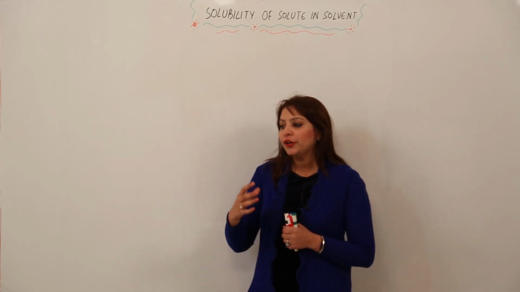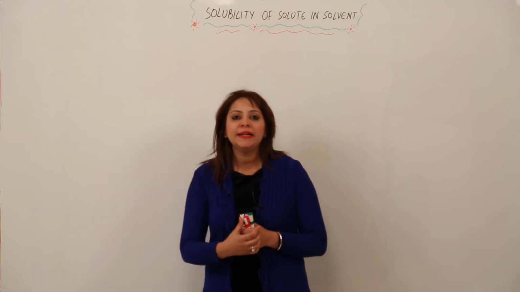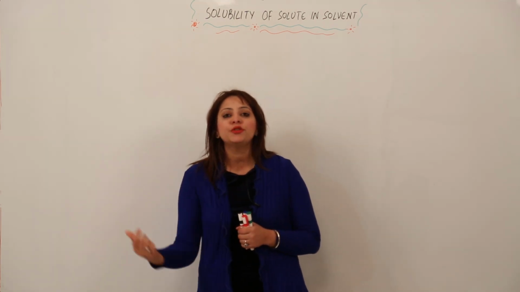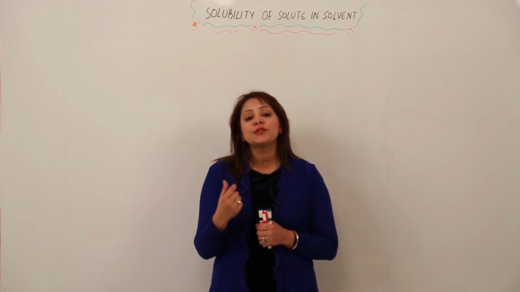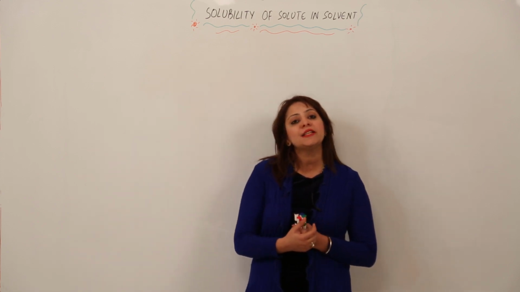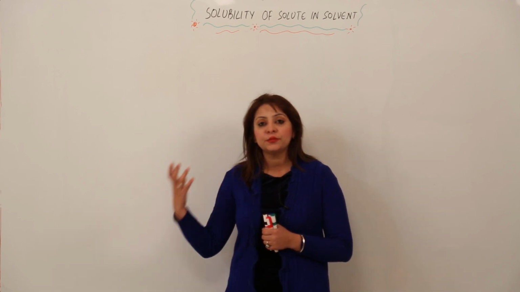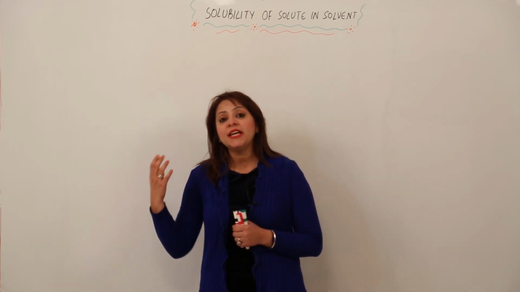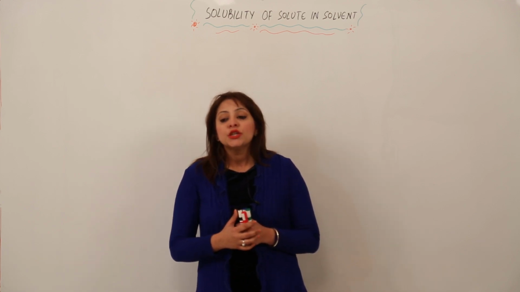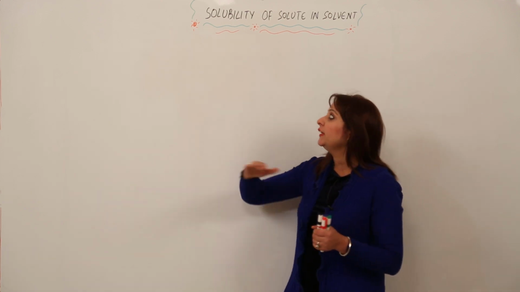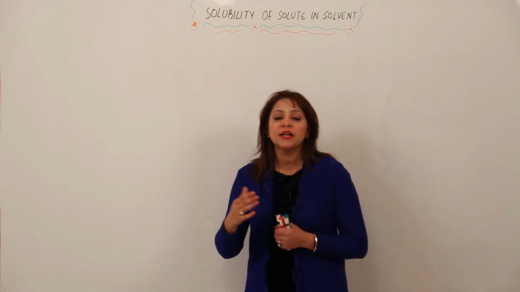For example, I'm taking a glass of water and I'm adding sugar to it. Sugar is present in a small amount and it gets dissolved, so sugar is considered as the solute. And the water, which is taken in a large quantity and which dissolves the solute, is regarded as the solvent. So we are now considering the solubility of solute in a solvent.